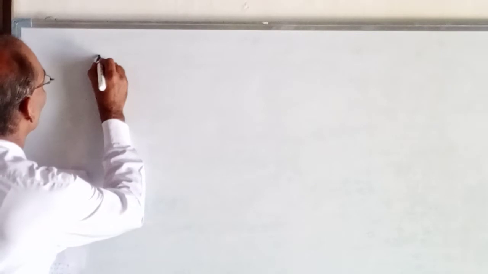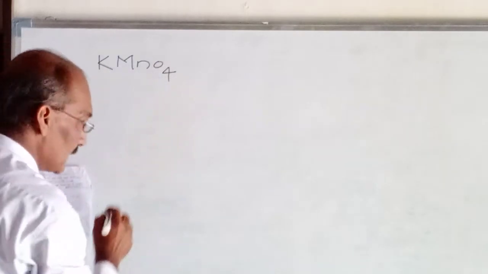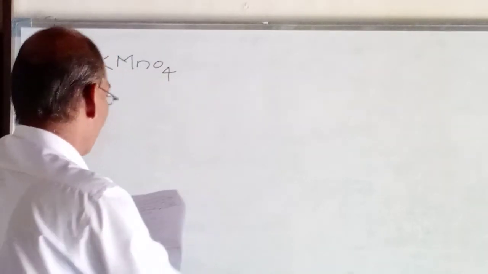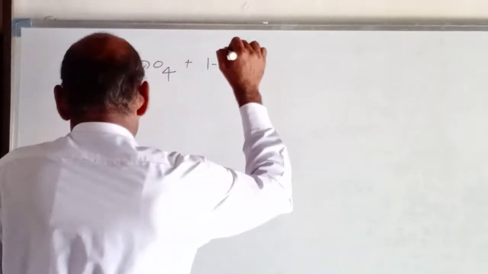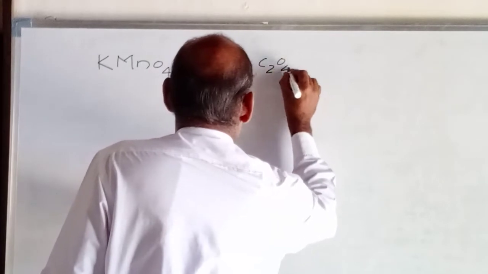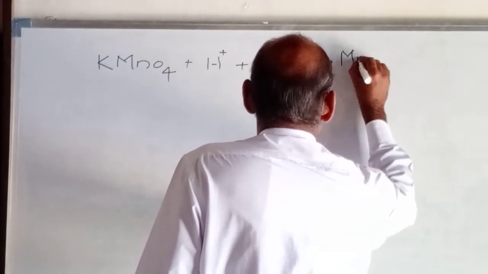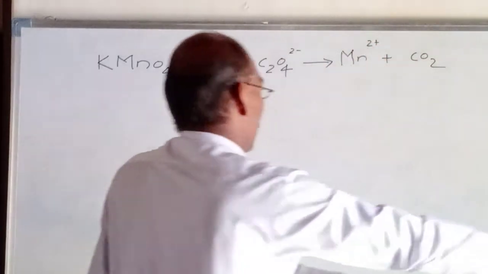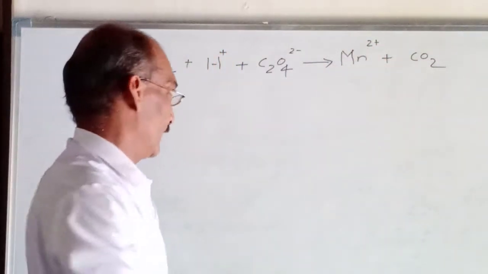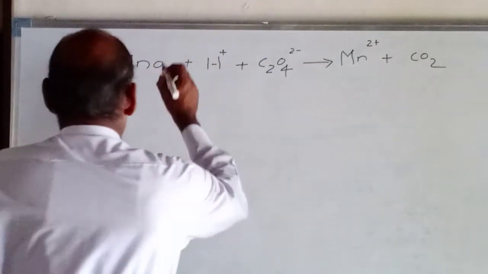KMnO4, it is potassium permanganate, and it is acidified with H plus, treated with C2O4 2 minus, gives Mn2 plus, then we can write carbon dioxide. These are given in the question. So let us separate this equation into oxidation and reduction.